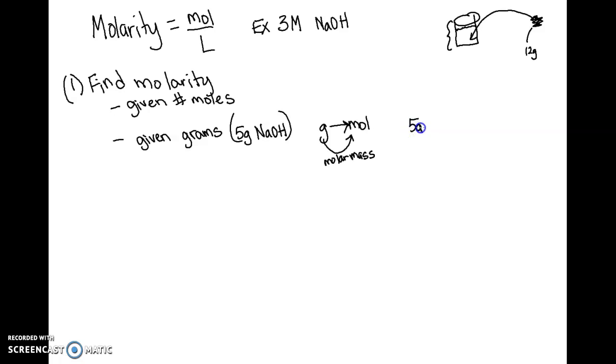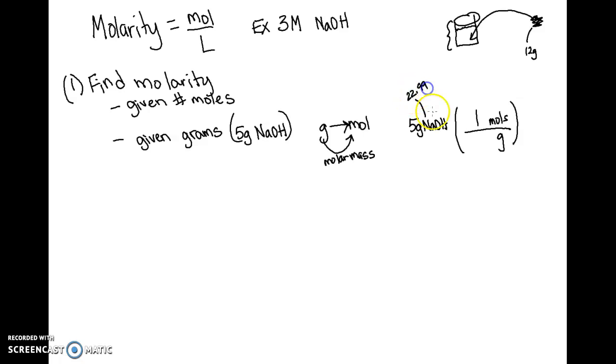So 5 grams of sodium hydroxide, but I want to get to moles of sodium hydroxide. So you can tell my grams needs to go on bottom because I have to cancel it out. So I would actually be dividing by the molar mass, because there's 1 mole per that mass. So how do I get the molar mass? This is review from our last unit. I need to use the periodic table where I see that sodium is 22.99.